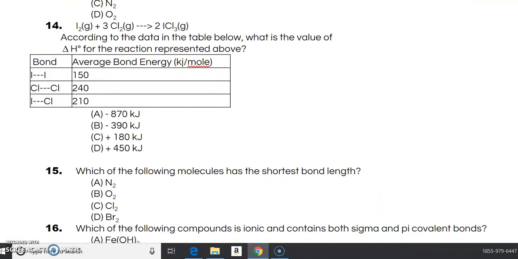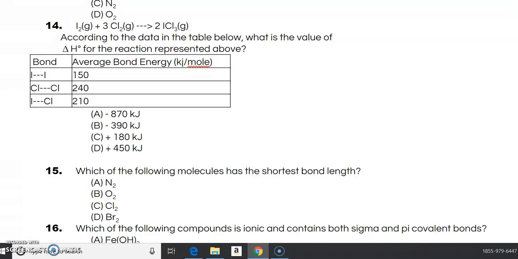All right, let's move on to 14. 14 is using the data table that we have with our bond energy, and then we are given an equation. So it's asking us to calculate the bond energy. Now in bond energy, our equation is, we call it the backwards equation, if you will, because in thermochemistry, you learn Hess's law. Well, in bond energy, it's the sum of the reactants, which is bonds broken, minus the sum of the products, bonds formed.